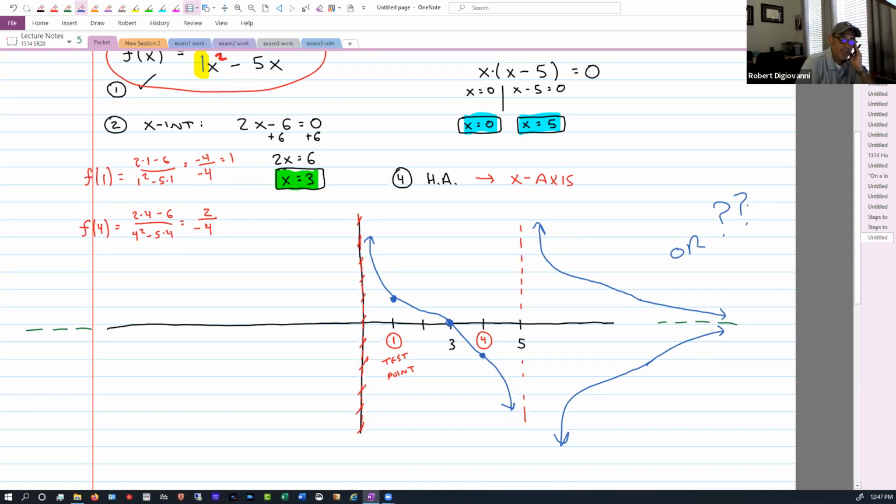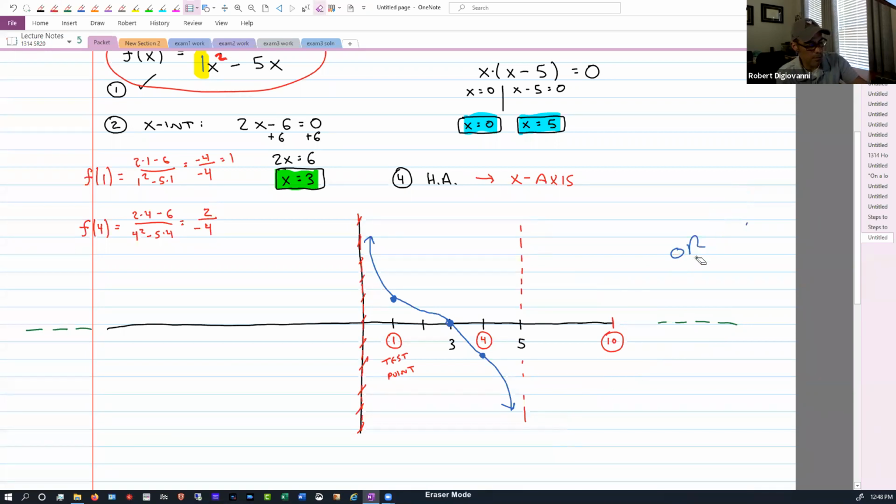So guess what you're going to have to do to figure out which one? What did I just do? Test point. I'm going to need another test point. I'm going to have to plug in any number I can think of over here. So in fact, I will plug in 10 this time, but that's because I want to know what's happening over here. I'm going to take 10 and put it into the original function. This is so tedious.